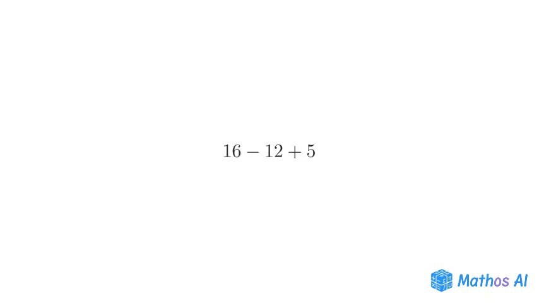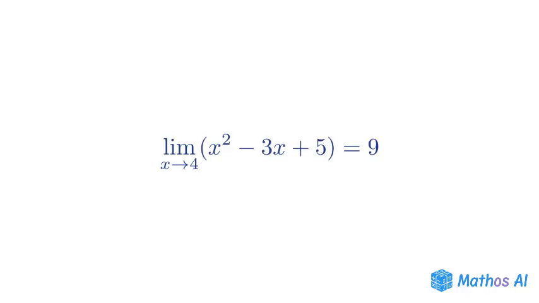Subtracting 12 from 16 leaves us with 4. And adding 5 to 4 gives us our final answer, 9. So the limit of x squared minus 3x plus 5 as x approaches 4 is 9.